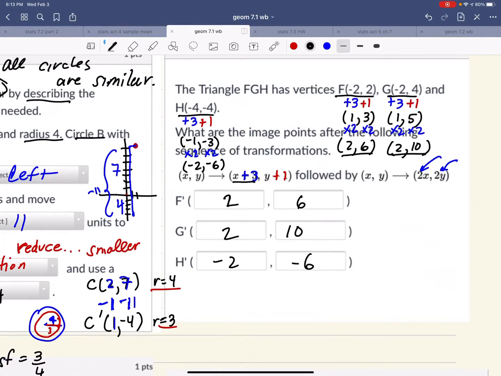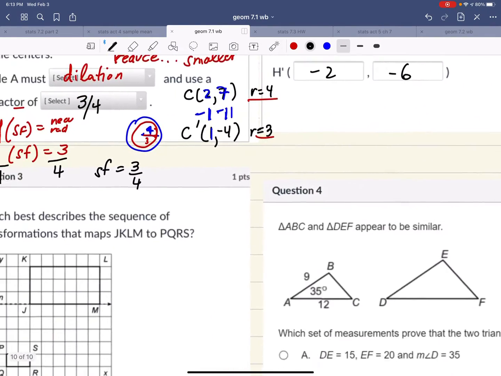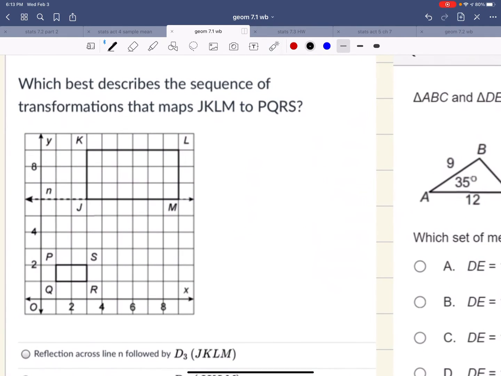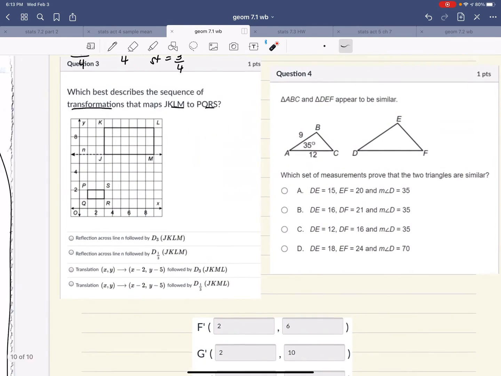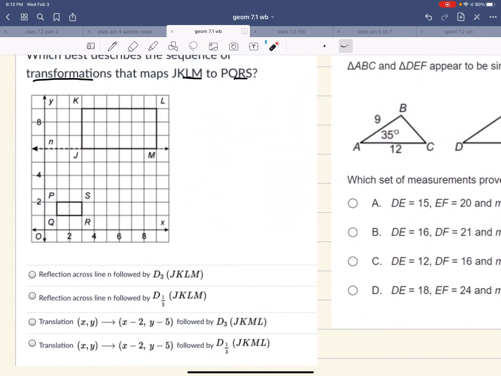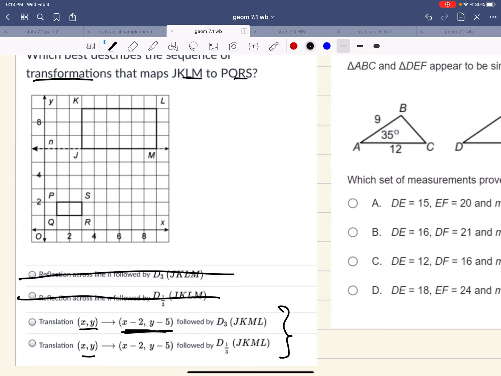All right, next question. What is the best description of the sequence of transformations that maps this on top of that one? You can try each of these out, or you could figure out how we could do this. Here's where we started. If I could move it over, so that it would be something like this, and then shrink it. That looks like one of these. So let's try this out.